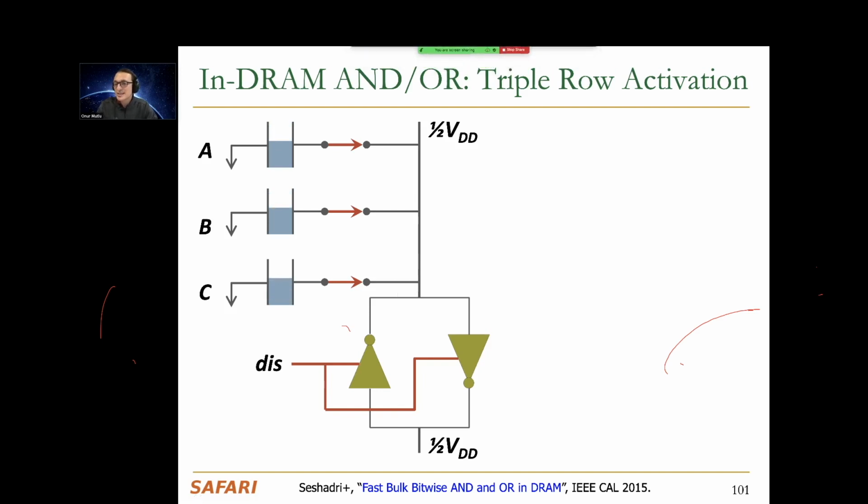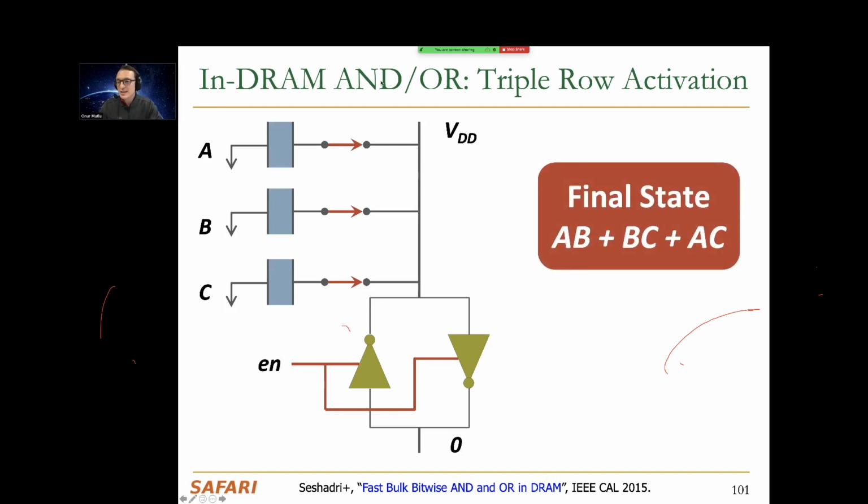If at least 2 of these cells are charged, you get the charge state at the end. If at least 2 of these cells are discharged, you get the discharge state at the end. So in this case, you get a VDD, meaning that because at least 2 of these cells were charged, you get the charge state. So this is a bitwise majority function.